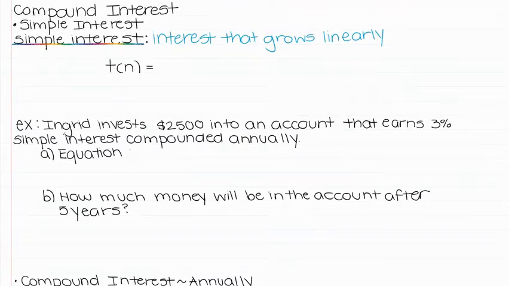So the formula, we're using T of n just kind of like how we did for our sequences. So the formula is T of n equals P. So P is representing the principal. So principal means the initial amount invested. So that's your starting amount.